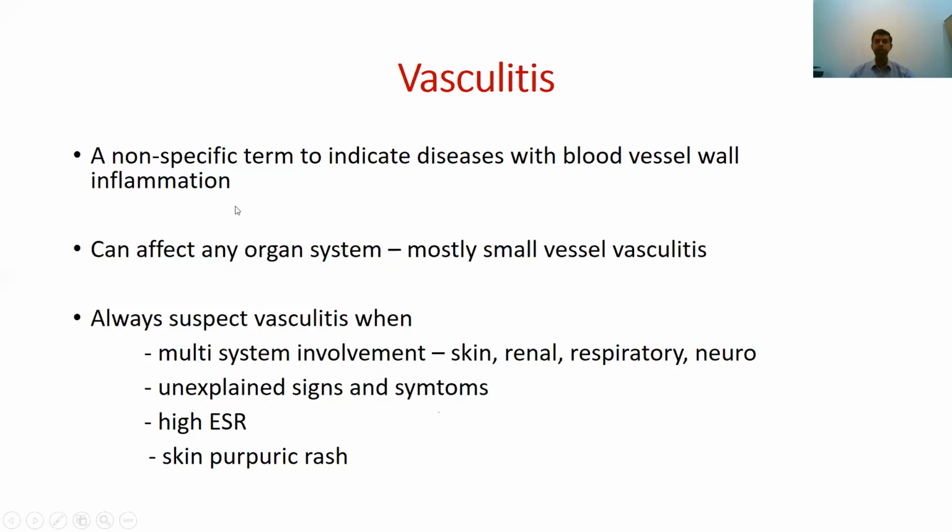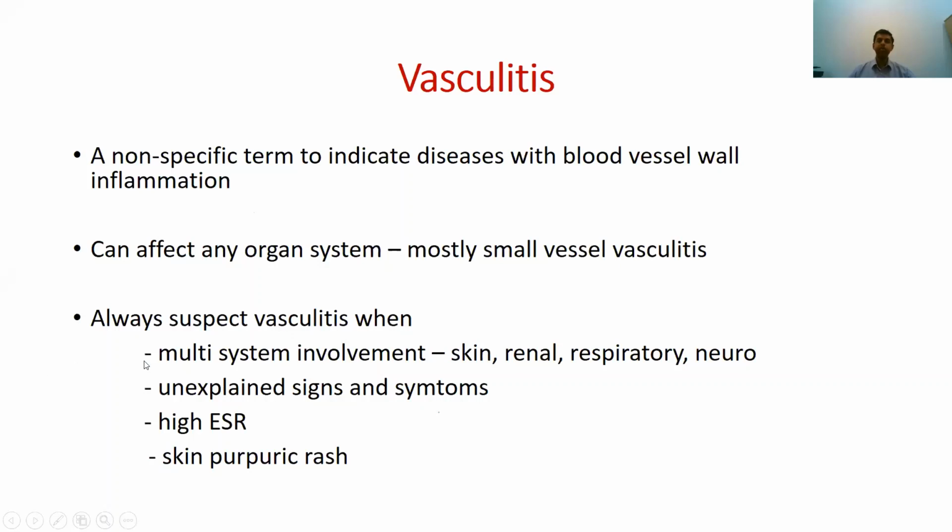And you can imagine blood vessels, because it's throughout the body, if you have a vasculitis, it can affect any organ system. And most of the time, this small vessel vasculitis is the one that causes the most amount of damage to multiple organs. So when do you suspect a patient to have vasculitis?